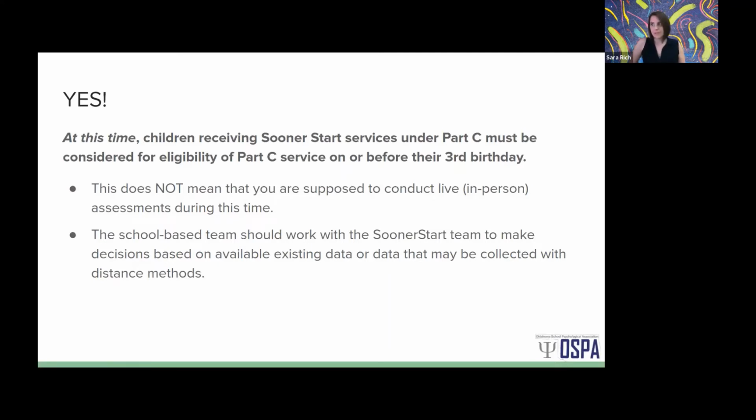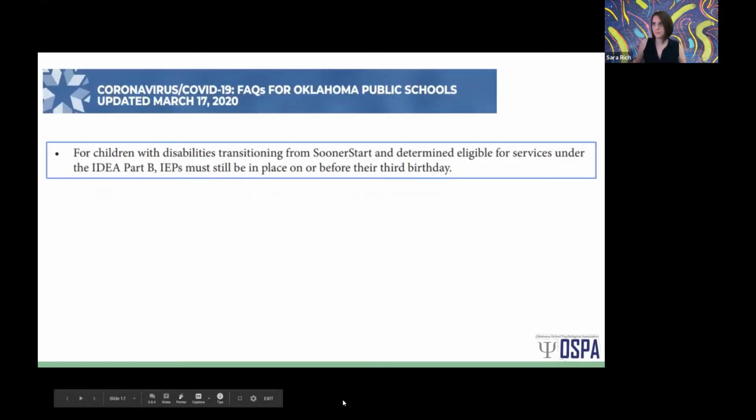Again, this does not mean that you are supposed to conduct a live in-person assessment. The school-based team should be working with that Sooner Start team and determining what decisions can be made on the available data, and maybe documenting the need for assessment later on once it's able to be conducted. Again, from that resource document, children with disabilities transitioning from Sooner Start and determined eligible for services must still be in place on or before their 3rd birthday.